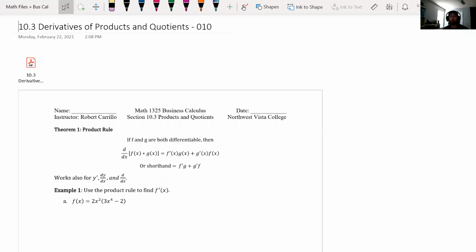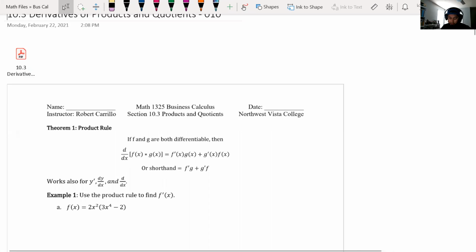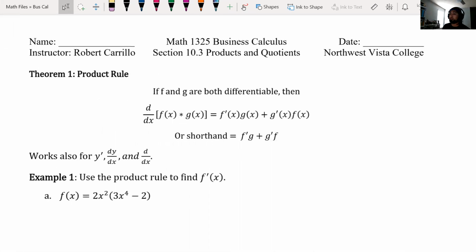Okay, cool. So 10.3, we're going to do the derivatives of products and quotients. We're going to learn two rules today, the product rule and the quotient rule for derivatives. The first one up is the product rule.